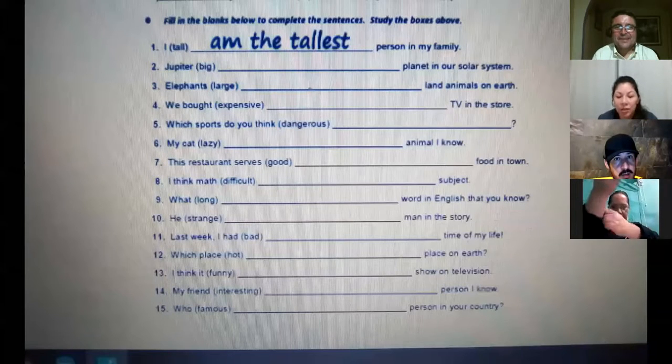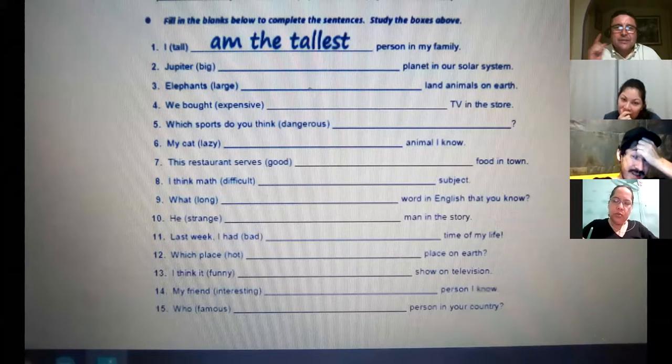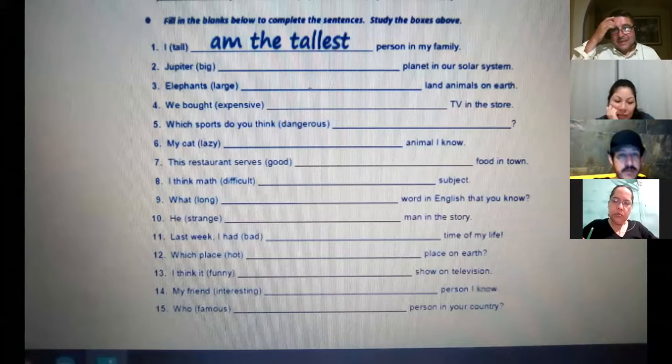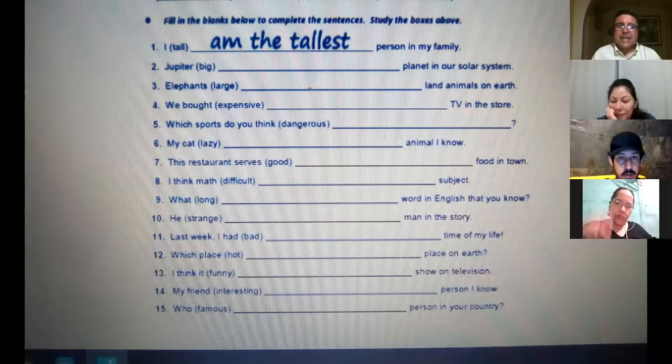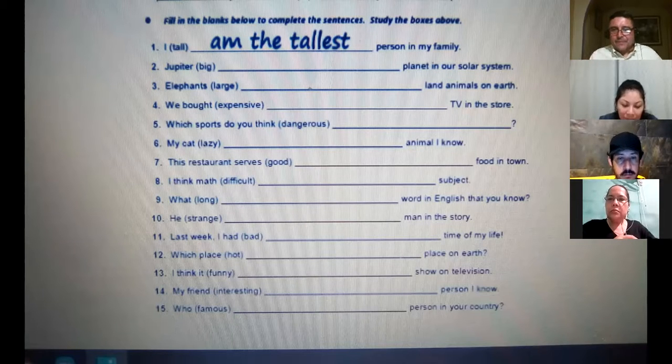The most strangest. Which number? Number 10, teacher. When you say the word strange, how many syllables do you hear? I hear one. One is correct. So strange, stranger, the strangest. So what would be the answer for number 10? He is the strangest man in the story. Okay, good. Thank you, teacher.